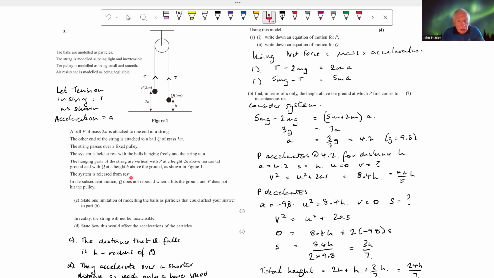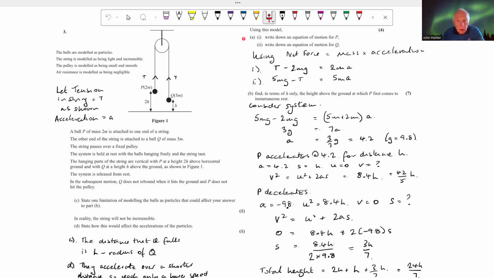And the system is released from rest. Okay. In the subsequent motion, Q does not rebound when it hits the ground. P does not hit the pulley. So we're actually looking at the period of time when this is travelling down to here, and it just stops dead.